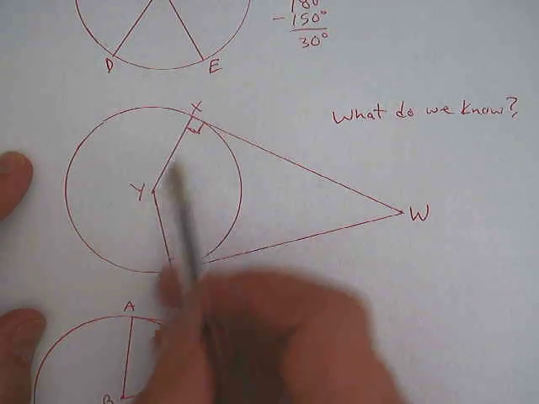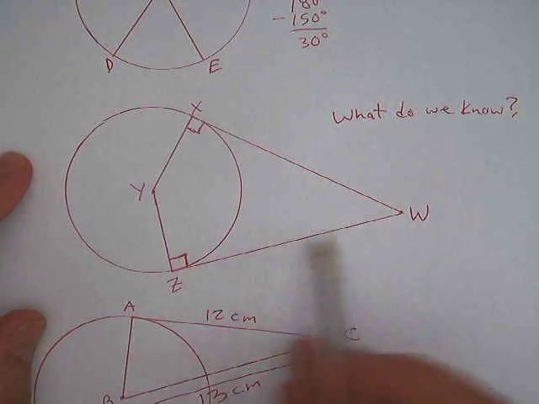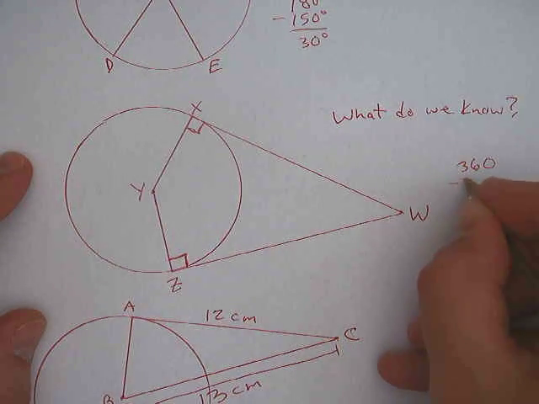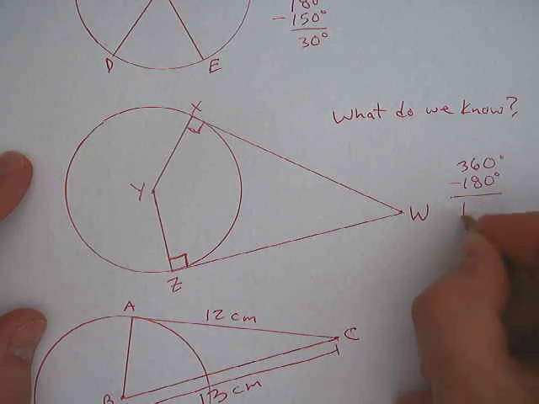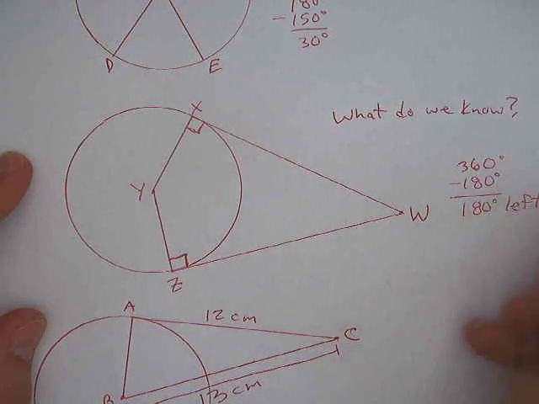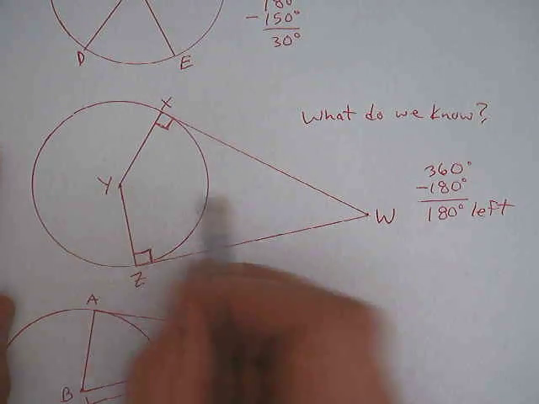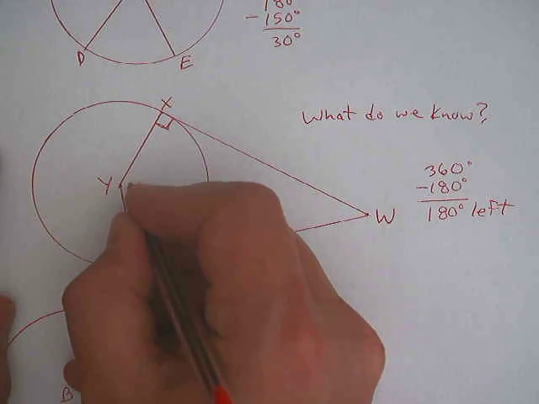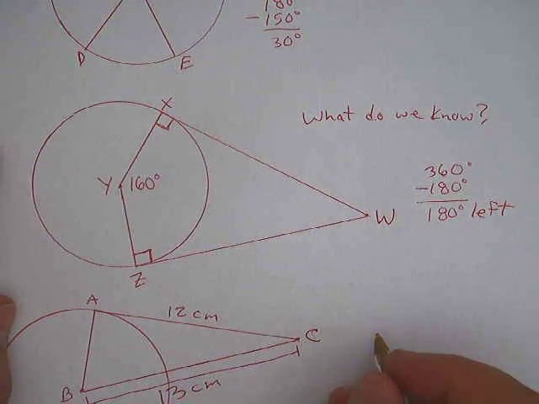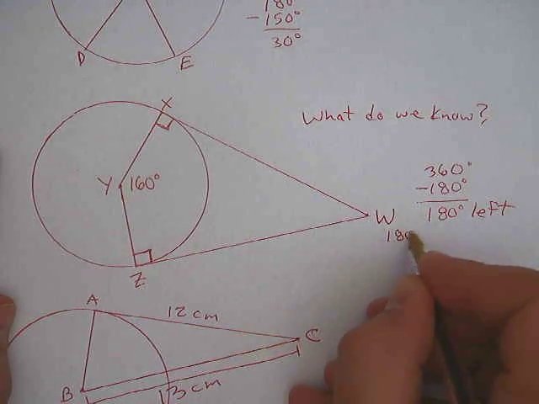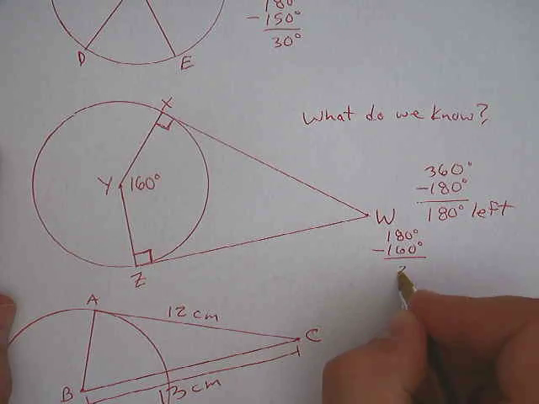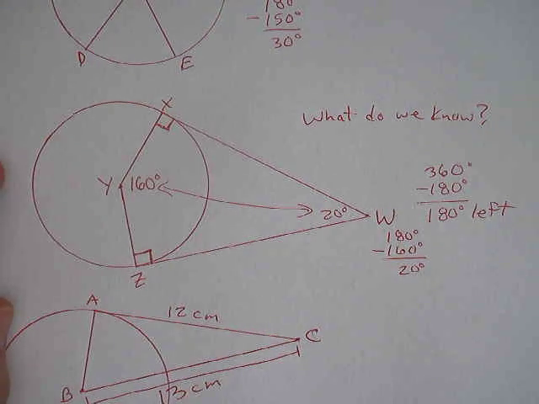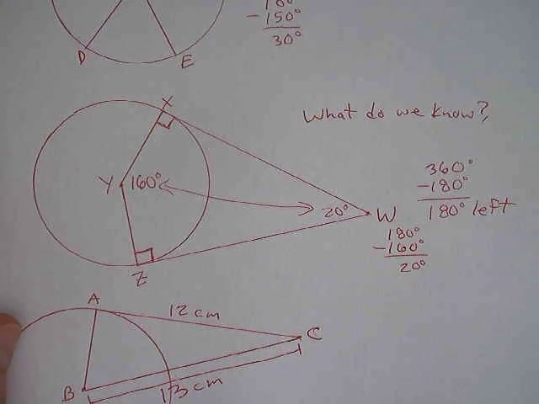Since these are both 90 degrees, they add up to 180 degrees, and any quadrilateral adds up to 360 degrees. That's the sum of the interior angles. So I could take 360 minus 180, which gives me 180 degrees left for these two angles, angle Y and angle W. These two have to add up to 180 degrees. So if angle Y was 160 degrees, I could take 180 minus 160 to give me 20 degrees. Again, these two angles must add up to 180 degrees.